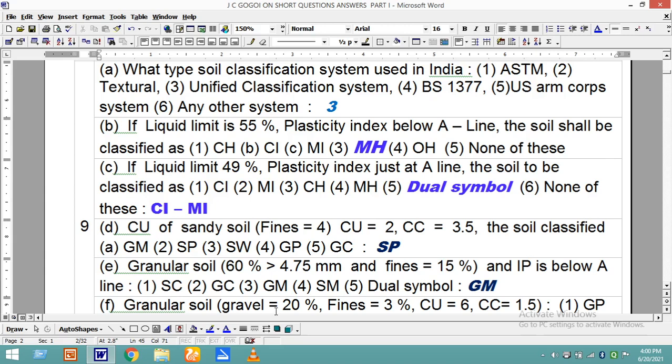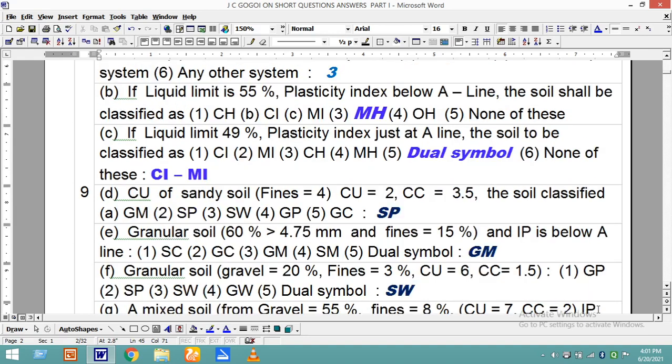Granular soil, gravel 20%, fines 3%, CU, coefficient of uniformity, is 6, coefficient of curvature 1.5. Whether the soil will be GP, SP, SW, GW or dual symbol? It is SW, well graded sand, because the uniformity coefficient is 6 and the curvature coefficient is 1.5. So it is well graded sand, SW.